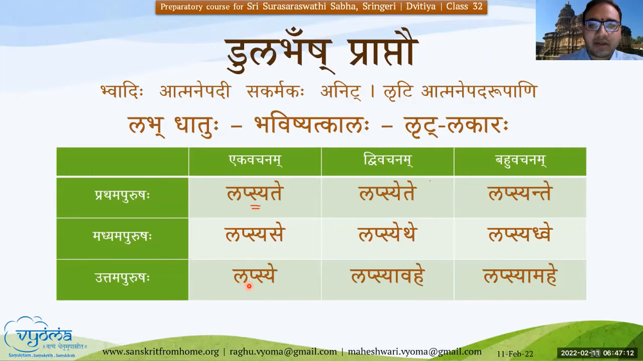So Asmat Shabda is always associated with the Uttama Purusha. Yushmat Shabda is always associated with the Madhyama Purusha. Tvam lapsyase. Okay, can you now try to tell the basic sentences with one of the pronouns? Like Saha lapsyate, Tau lapsyete, Te lapsyante, and then similarly Madhyama Purusha and Uttama Purusha. Can you just tell the basic sentence just with one pronoun and the Kriya Padam?